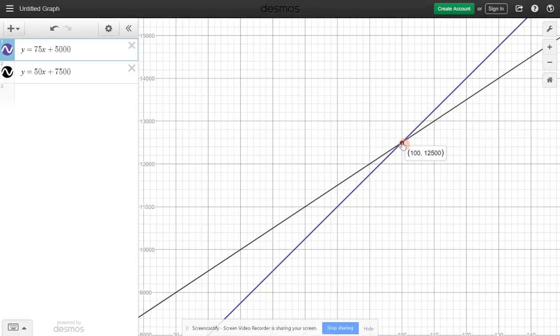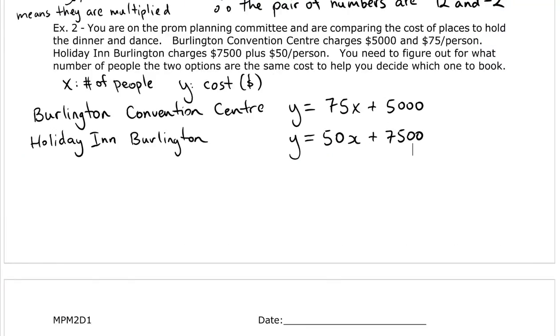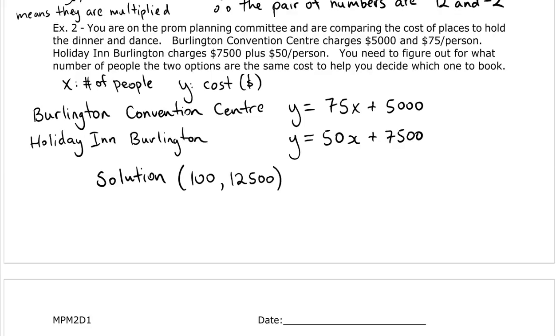And here it is, (100, 12,500). So that is my solution. The number of people is x, which is 100, and the total cost is $12,500, the y value. So let's write that down. So the solution to this equation, or you can say the point of intersection, is (100, 12,500). And so therefore, my concluding statement: both locations cost $12,500 if 100 people attend.